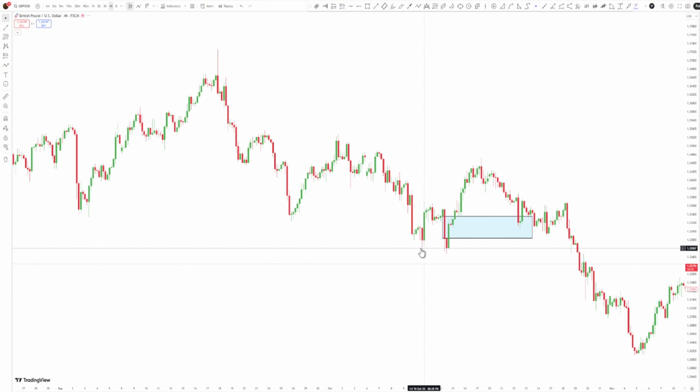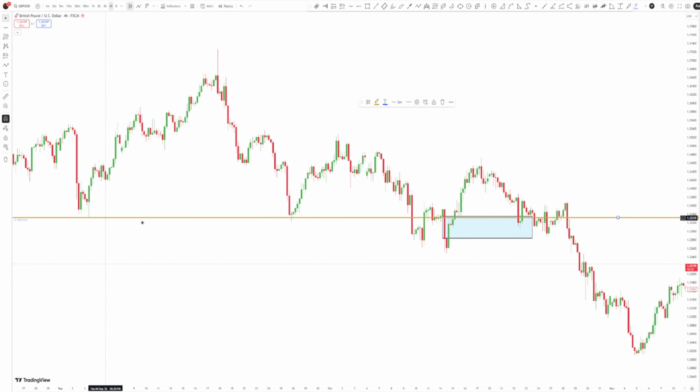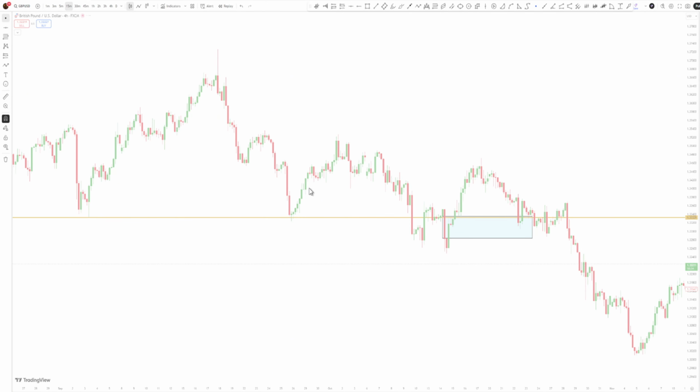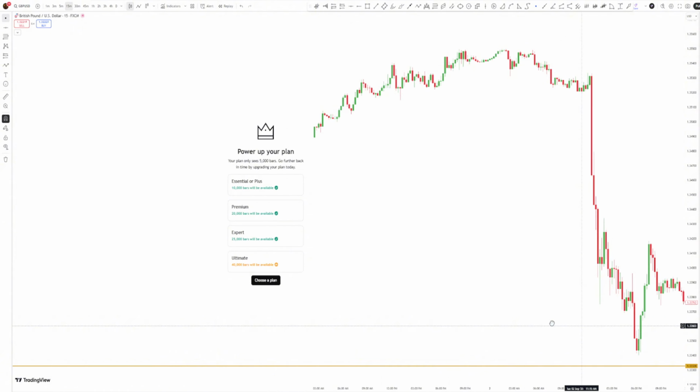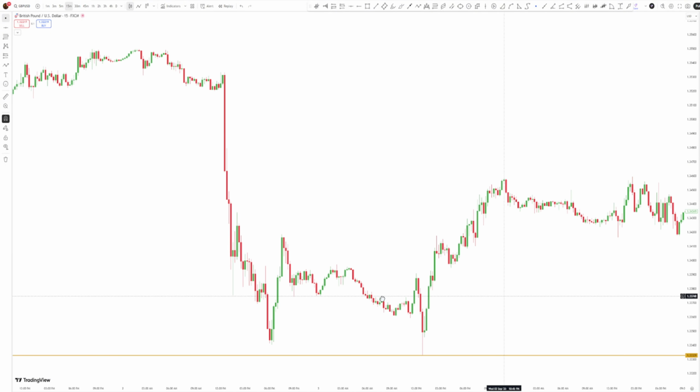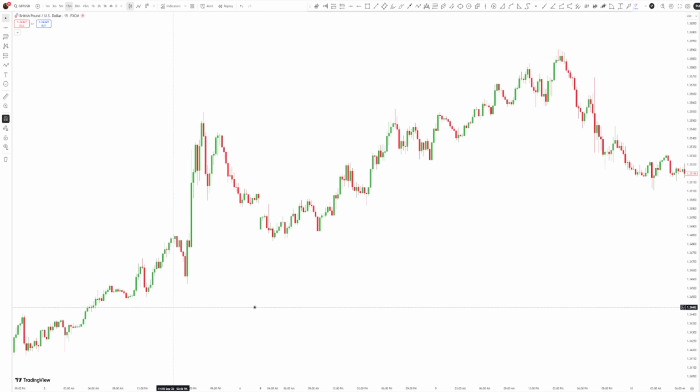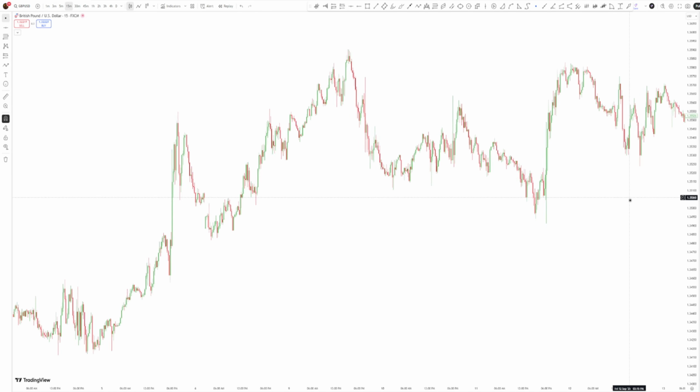Okay, we have found a support here, and let's go to the lower time frame. This is the 4 hour time frame, so let's go to the 15 minutes time frame and we will see what likely happened. Okay, where did the support go?